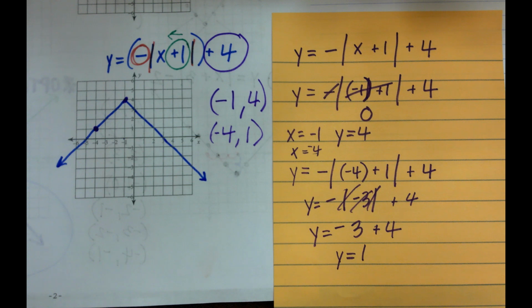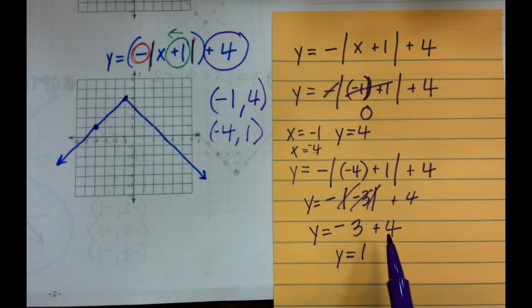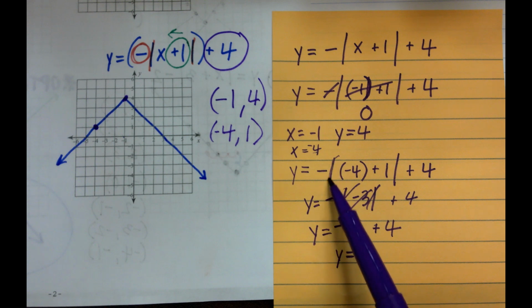Two negatives makes a positive. I know, right? Where it's different from parentheses.